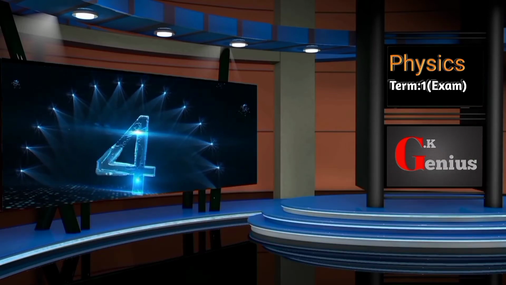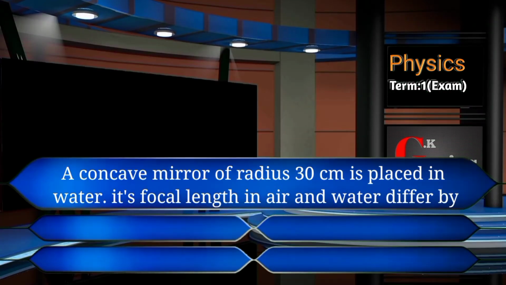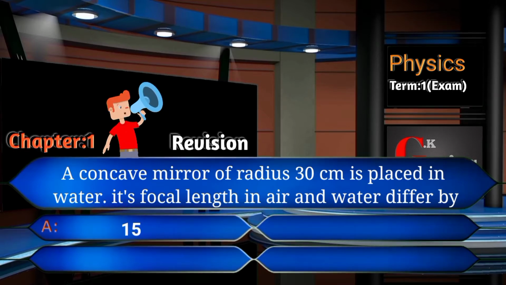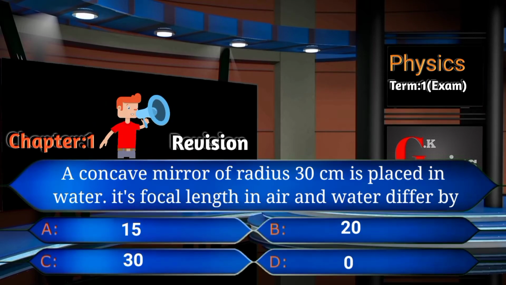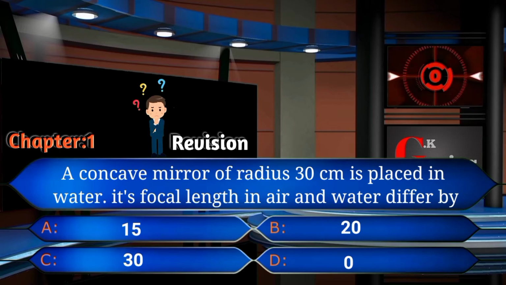Fourth question. A concave mirror of radius 30 cm is placed in water. Its focal length in air and water differ by, your option is A 50, B 20, C 30 and D 0. Time start now. 9, 8, 7, 6, 5, 4, 3, 2. Right answer is D 0.